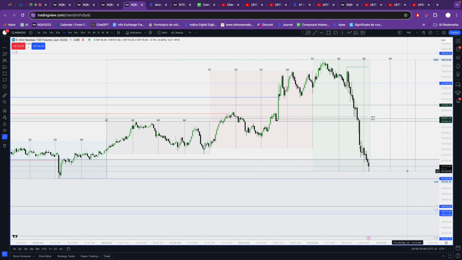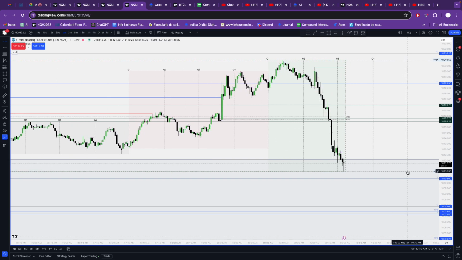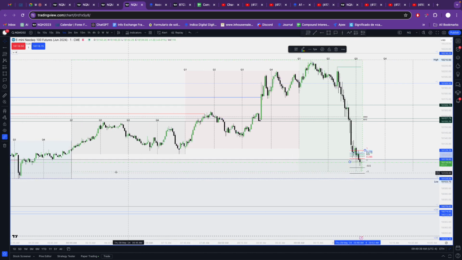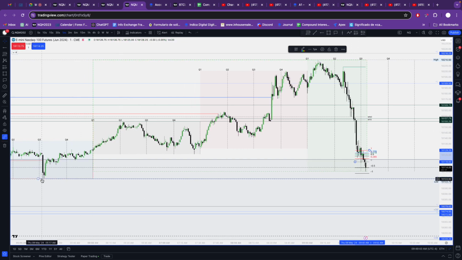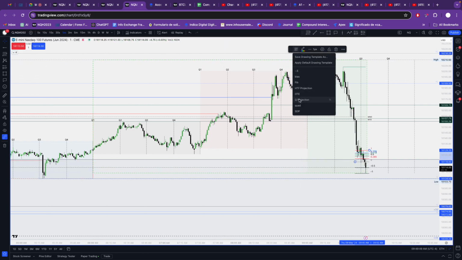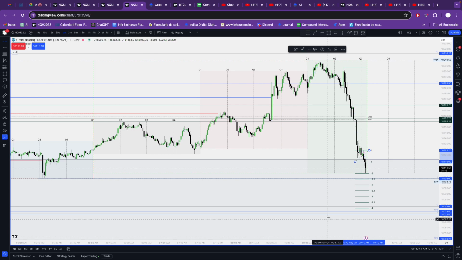I think it is, and that's something I need to do a better job at acknowledging. I think we have a long opportunity right here, from the low of this fair value gap. Although we haven't taken it out, I want to respond to what you said, but I just want to make sure that we can apply what we're trying to do.